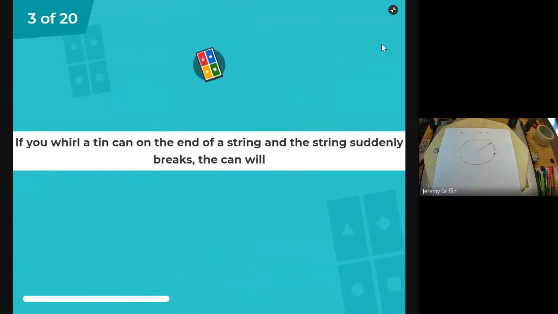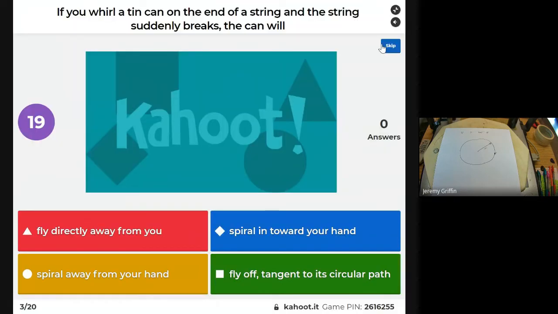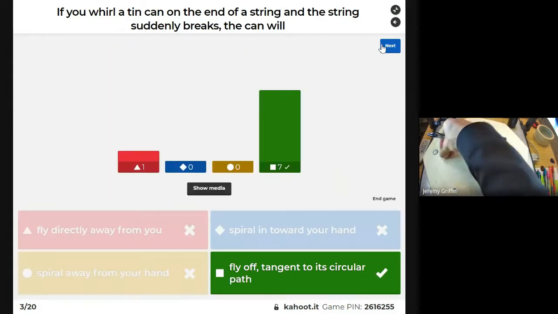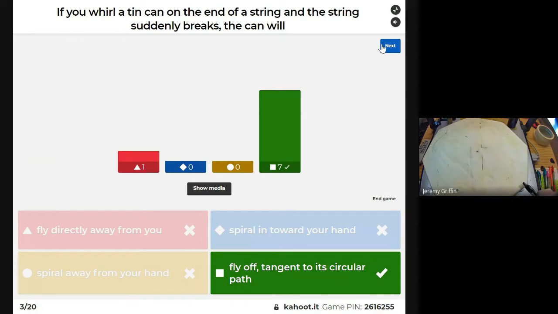If you whirl a tin can on a string and the string suddenly breaks, the can will fly off tangent to its circular path. All right, you guys got that?